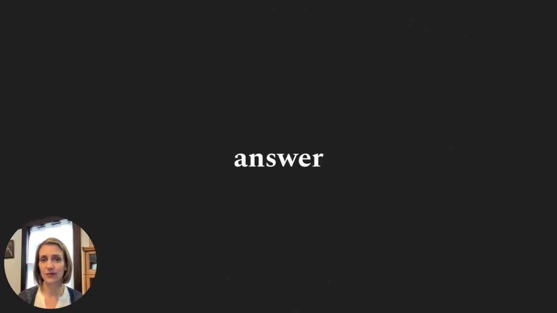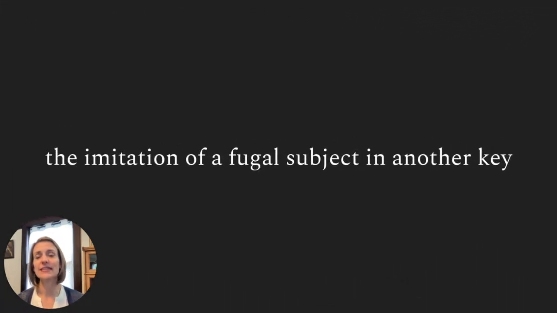The answer is the imitation of a fugal subject in another key. So for instance, if you have a fugue in G major, it will of course start in G major, and then the answer will usually be in the dominant. So in that case, D major. So you play the subject in G, and then the next time it comes in D in the dominant.